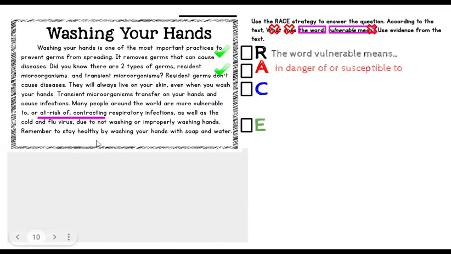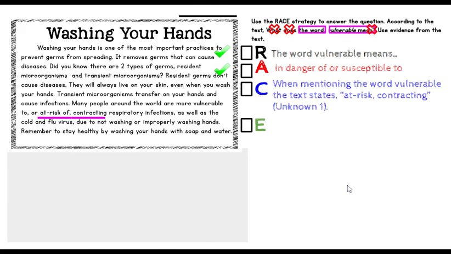And this is probably what I'm going to use for my quote here. So I went back to the text, I underlined what I could use for my quote. I have to introduce it, so here's my context. When mentioning the word vulnerable, and then my introduction, the text states, quote, at risk, comma, contracting.